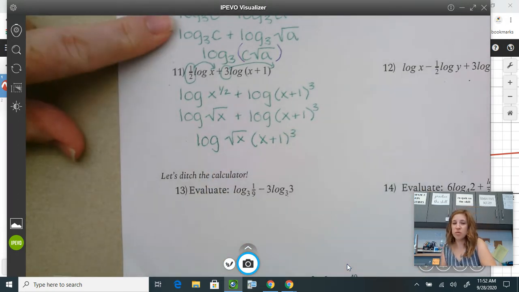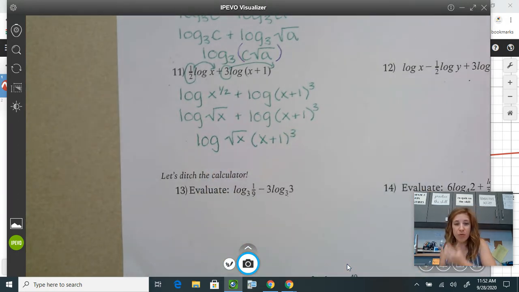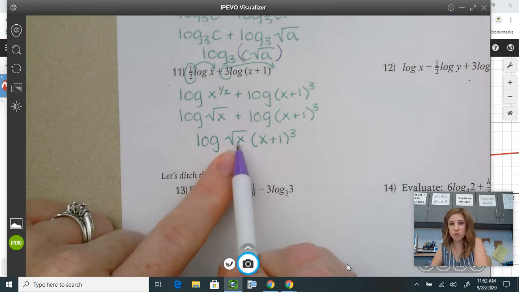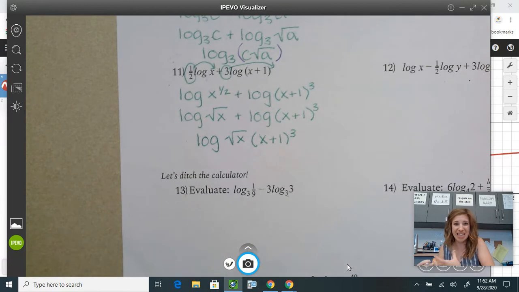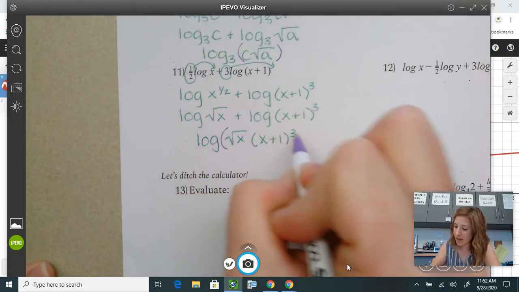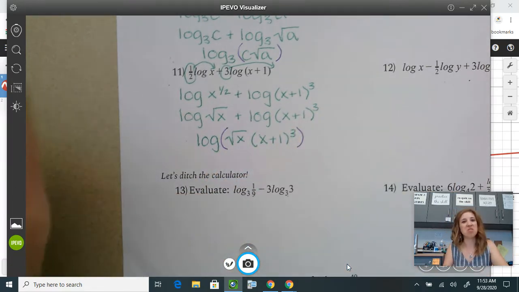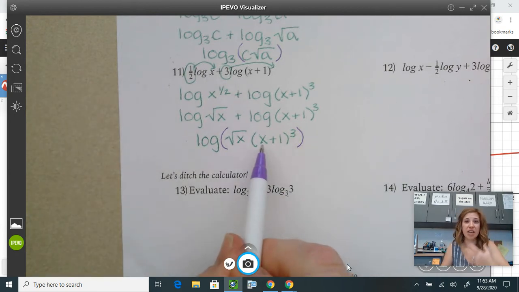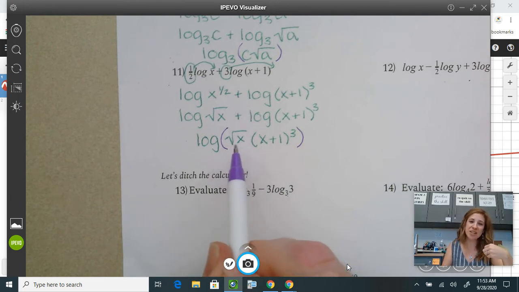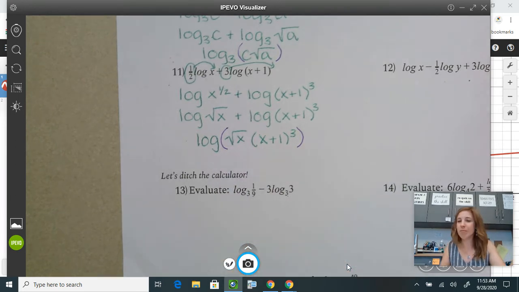Now, similar to number 9 up above, do I need parentheses? No, because this says root x times this quantity, and that quantity, those 2 terms are already contained in parentheses, but having parentheses is not going to harm you. Now, some of you may be asking, should I go ahead and perform this multiplication? Should I do x plus 1 times x plus 1 times x plus 1 and then distribute in a square root of x? I can, but I don't have to.